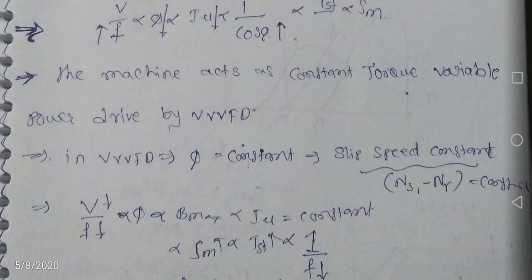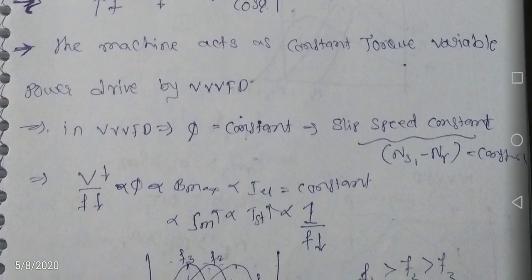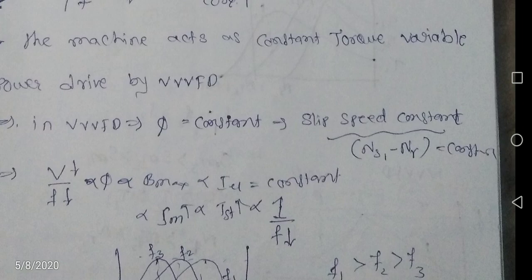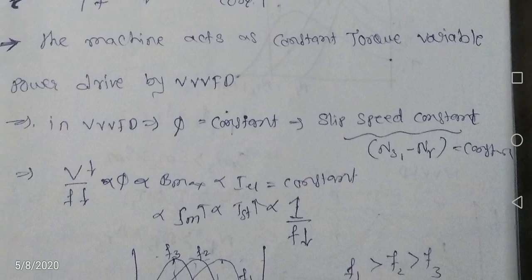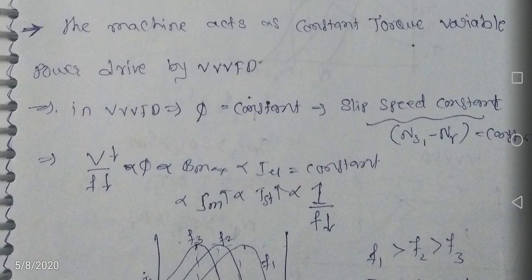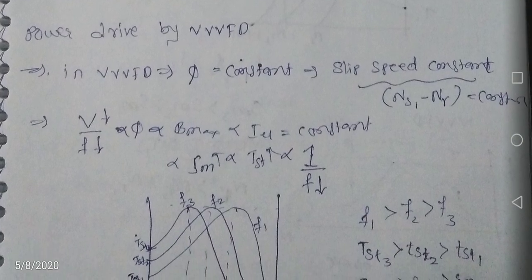In variable voltage, variable frequency drive, flux is constant, slip speed is constant, that is Ns minus Nr is constant. V1 by F1 is decreasing, flux is constant, B maximum is constant, and I mu is also constant. SM is proportional to TST, proportional to 1 by F.